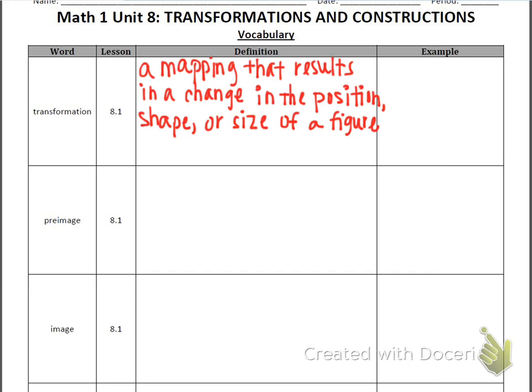Okay, and for our example, let's do a triangle. Here's my triangle. And let's say I flip it upside down. So if I flipped it upside down, it would look like this. Okay, so that's a transformation. I took the same shape and I changed the orientation, the size, or the position of it. So it's kind of the blanket term, and then we're going to be learning about different kinds of transformations.